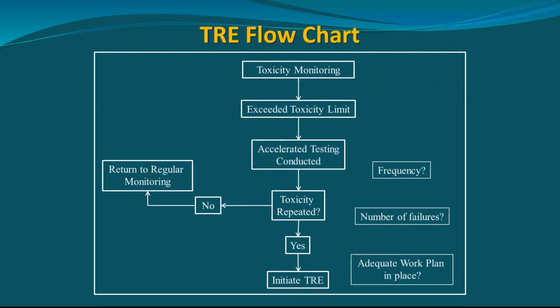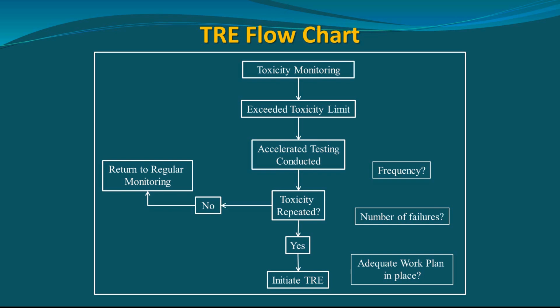This is straight out of the EPA's guidance documents, but basically what you have in your permit is permit monitoring. So you're doing your toxicity monitoring, and within your permit you have some exceedance language, right? And so the discharger is allowed a certain number of toxicity hits, but if they exceed it too often, then they have to go into accelerated testing.